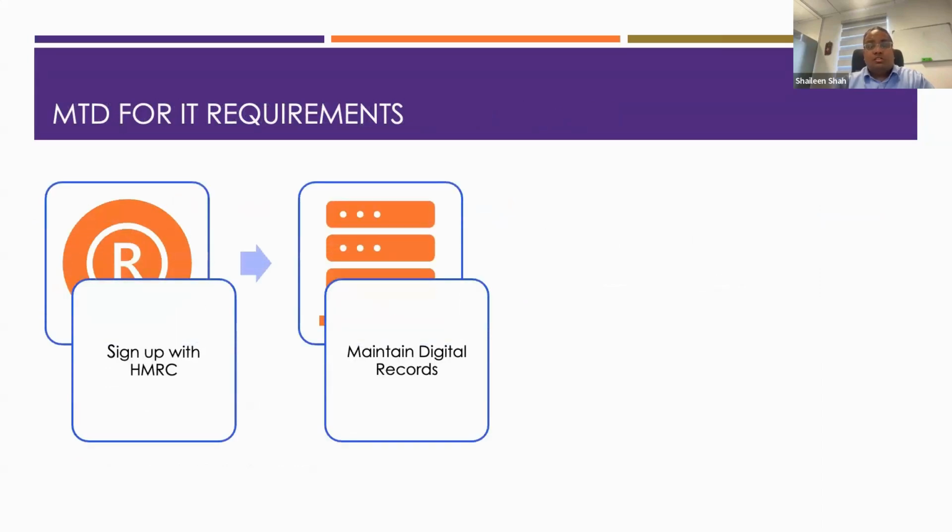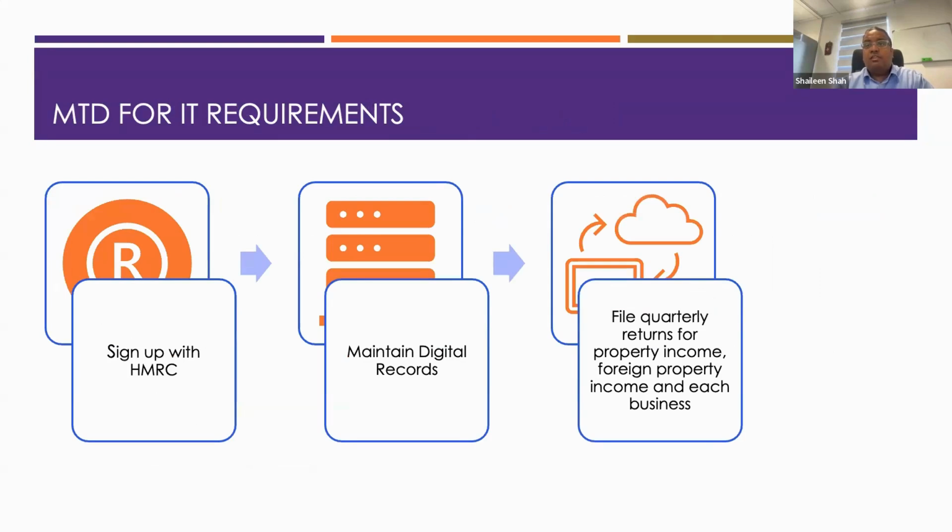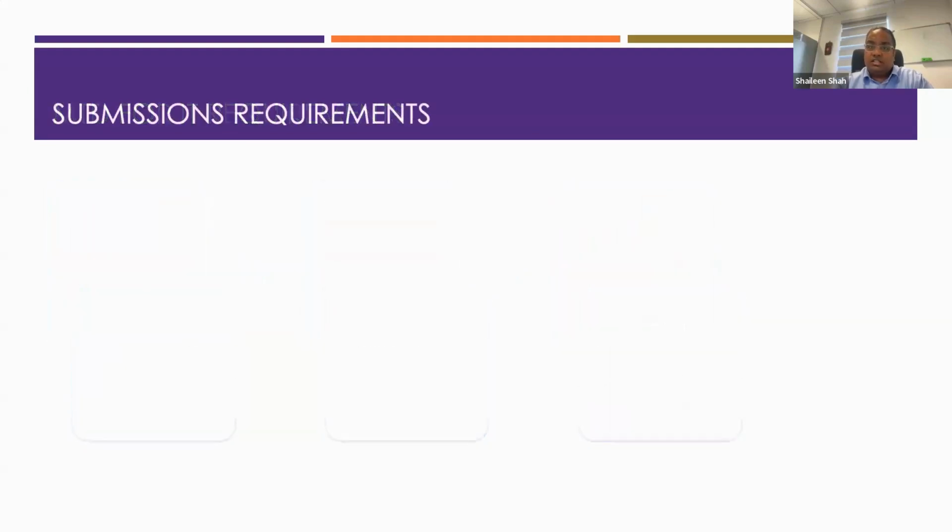So we talked about signing up and maintaining digital records. We then also have to file quarterly returns for property income, foreign property income, and each business. And let's talk about that in a bit more detail.